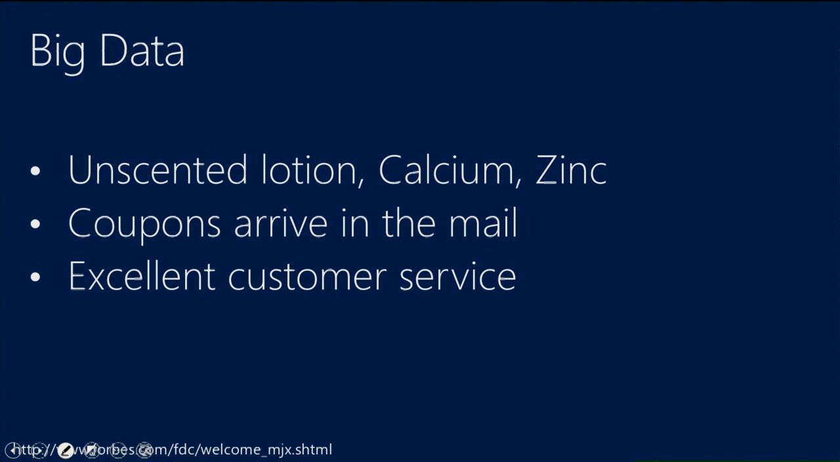Unscented lotion, calcium and zinc was used to correlate pregnancy. They created a meter called the pregnancy meter based on those three indicators. So next time you go shopping, remember, if somebody's buying those three things, odds are you're going to be getting coupons for a crib in the future.